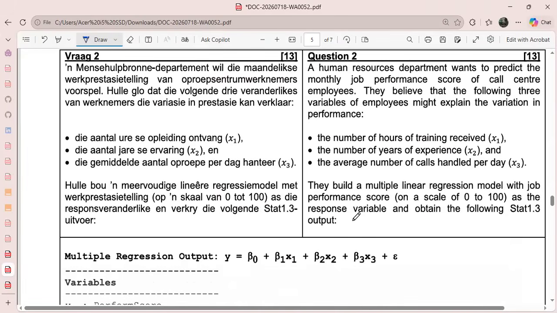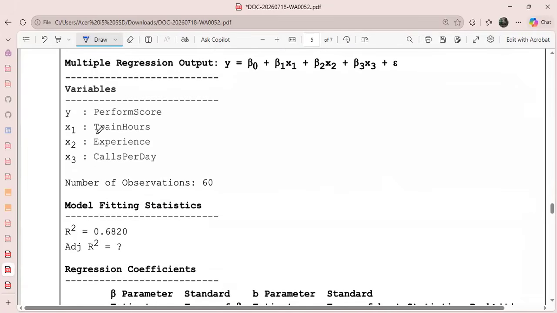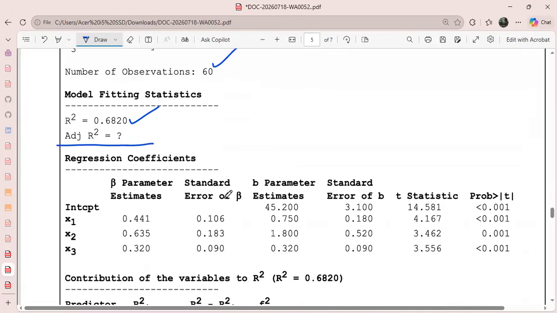Then this is your Stat 1.2 output, the one for multiple linear regression. You are given x1, x2, x3. So how do you get the adjusted R squared, the adjusted coefficient of determination? You need three things. Number one, you need n. Number two, you need the coefficient of determination, R squared. Number three, you need the value of k. How do you get the value of k? It's the number of independent variables x1, x2, x3. The value of k will be equal to 3.